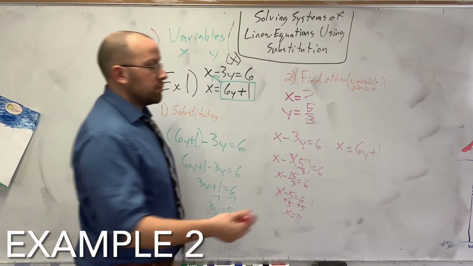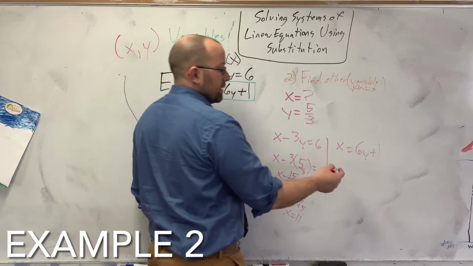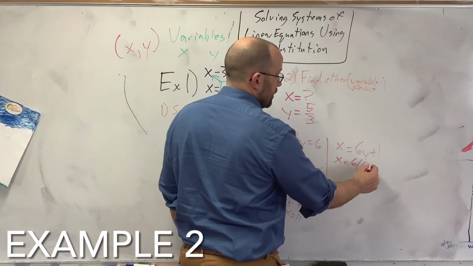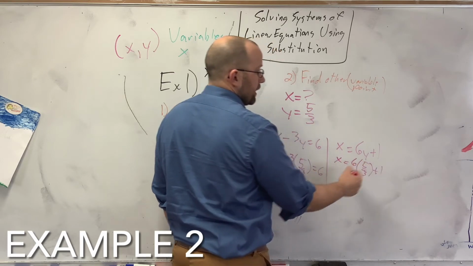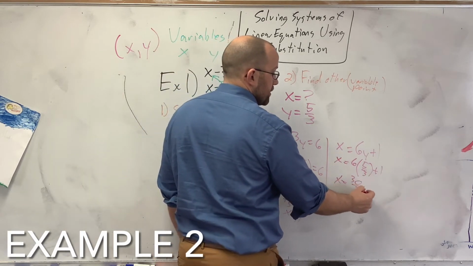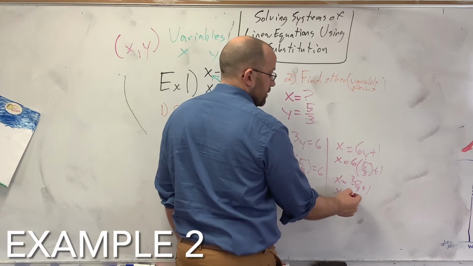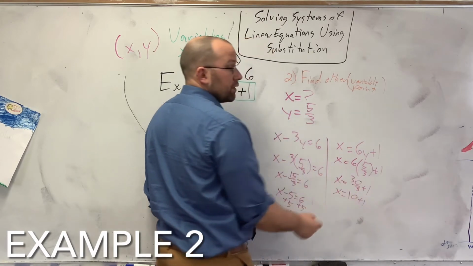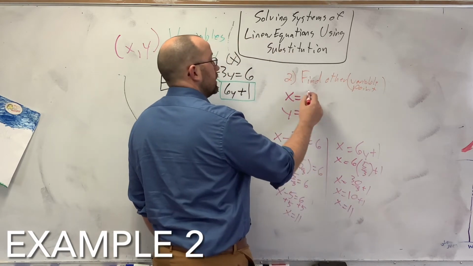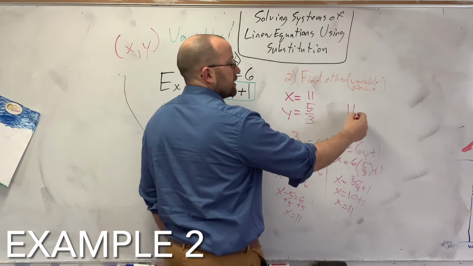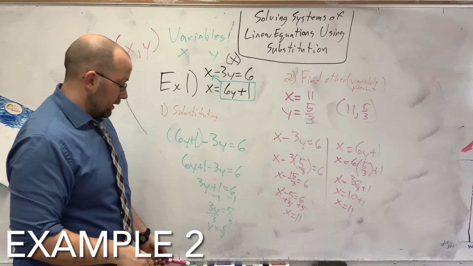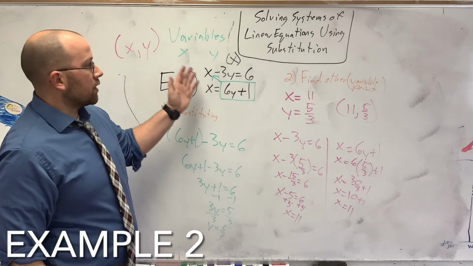Now I do both just to check it, because even when I was doing this, I made a mistake. So x equals 6 times 5/3 plus 1, multiply across the top, multiply across the bottom, get x equals 30 over 3 plus 1, x equals 10 plus 1, because they both have 3 in common, so I divide them both by 3, x equals 11. So that means my final point here is (11, 5/3). And that is how you solve it that way.